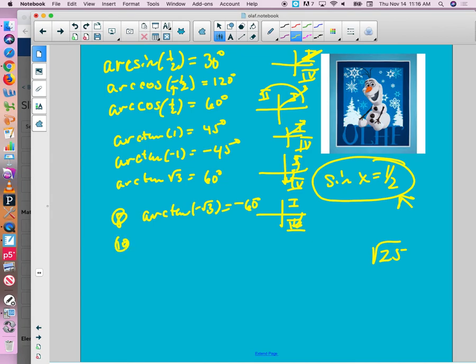Number 10, arc sine of negative root 2 over 2. You're going to find that in quadrant 1 or 4. And so negative 45 degrees. Number 11 is 30 degrees. Let's go to number 12. Number 12 is arc cosine of negative root 3 over 2.